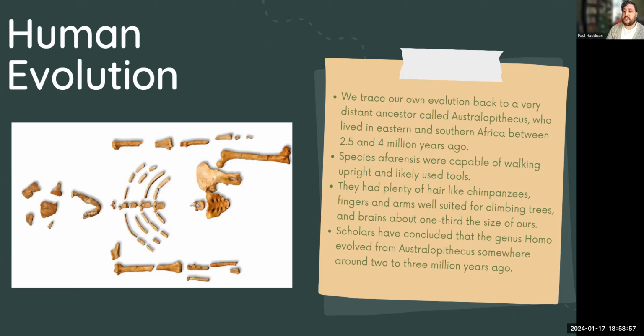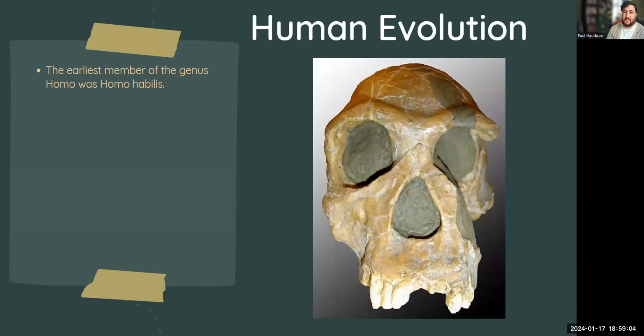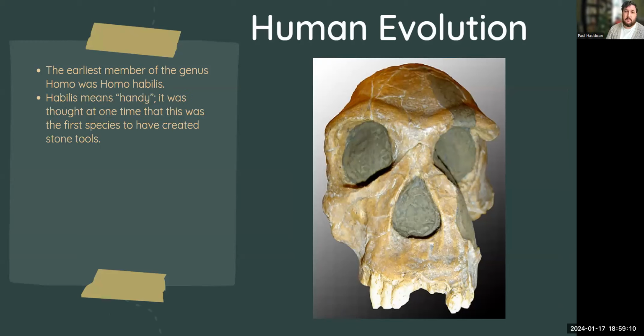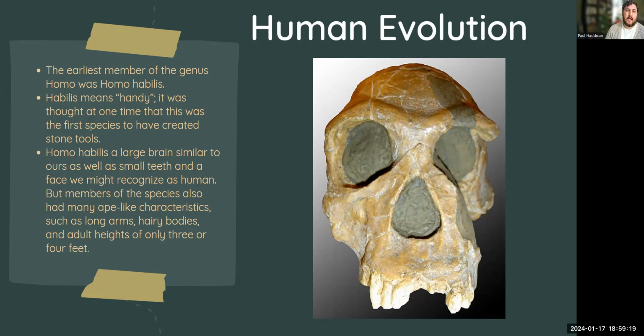Scholars have concluded the genus Homo, so human, evolved from Australopithecus somewhere around 2 to 3 million years ago. Following them, the earliest member of the genus Homo was Homo habilis. Habilis means handy. It was thought at one time that this was the first species to have created stone tools, but we know that actually was earlier than them.